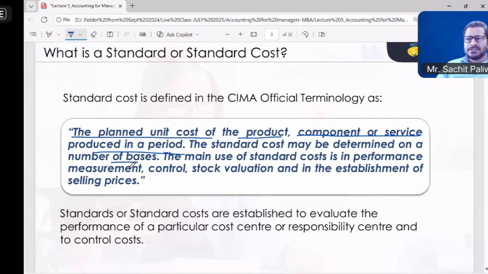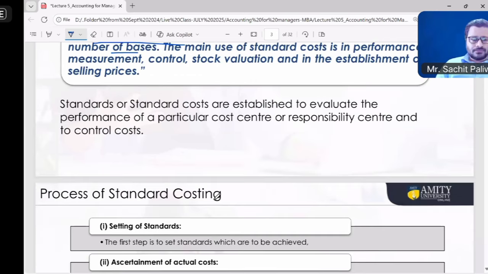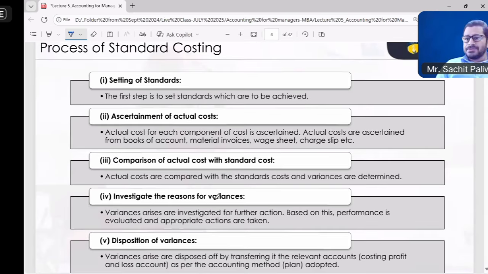Standard costing has two components. The first is to set the standard, and the second is to check the variance, which is the difference we have found, and the analysis of that variance. So what is the process of standard costing, which is very simple.